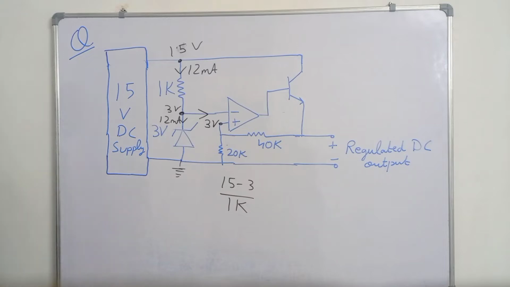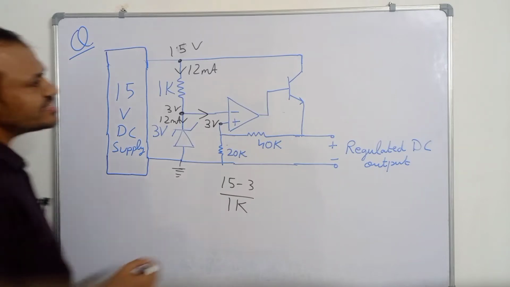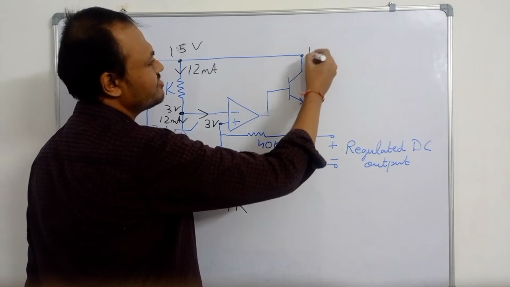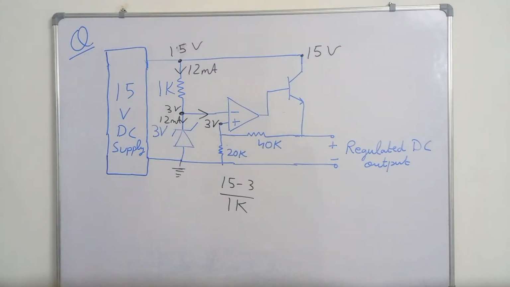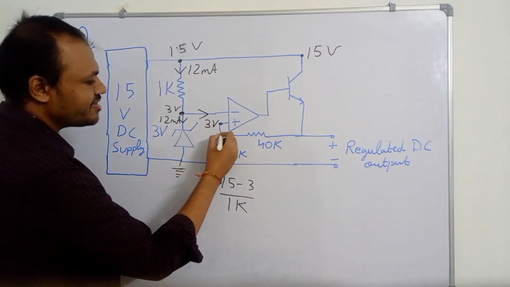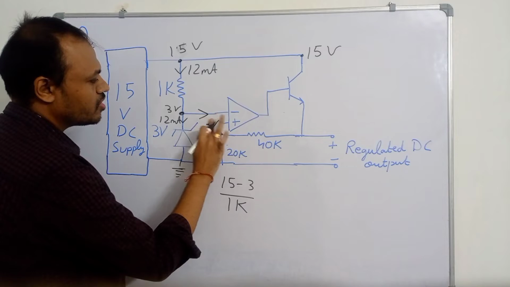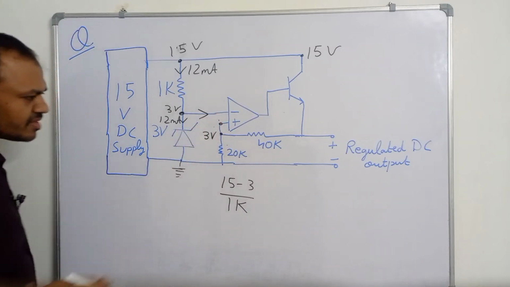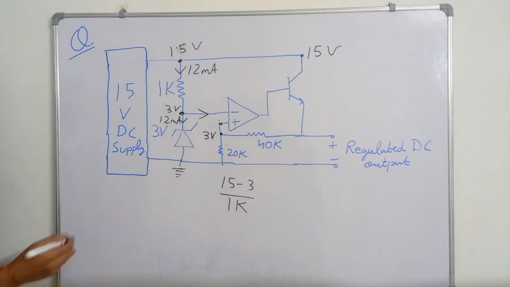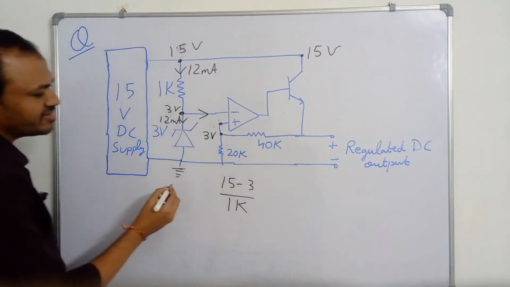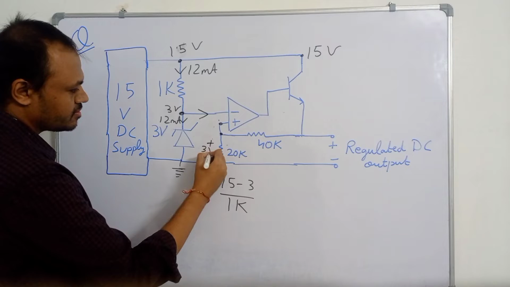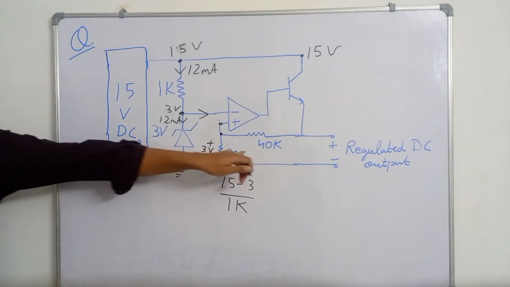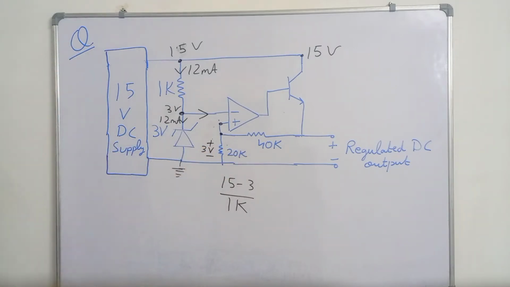Now if this is 15 volt, obviously this has to be 15 volt as well. Now if this is 3 volt, this voltage will be 3 volt also. This means the voltage across the 20k resistor is 3 volt.